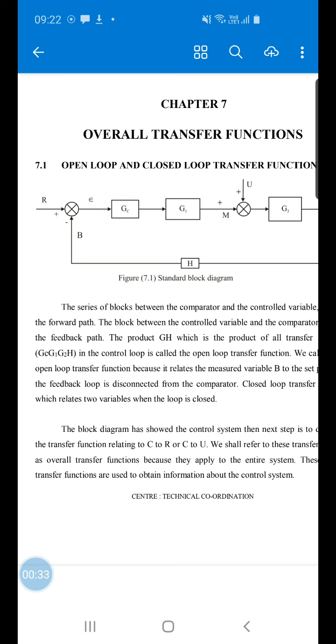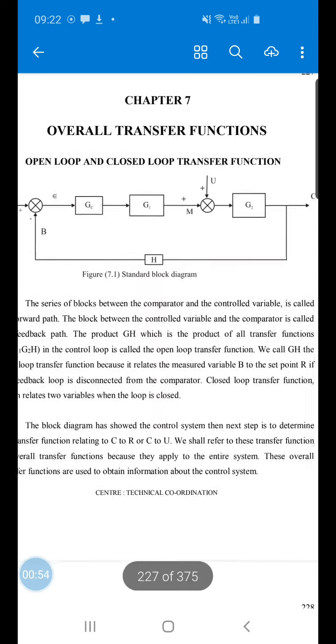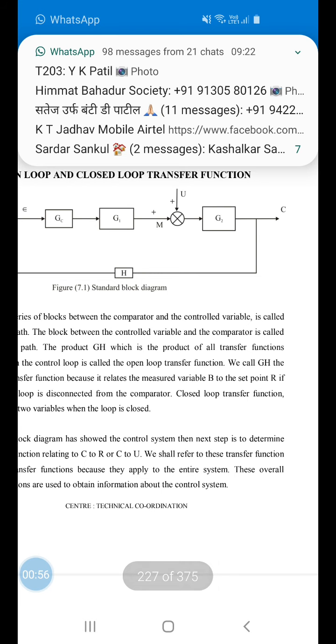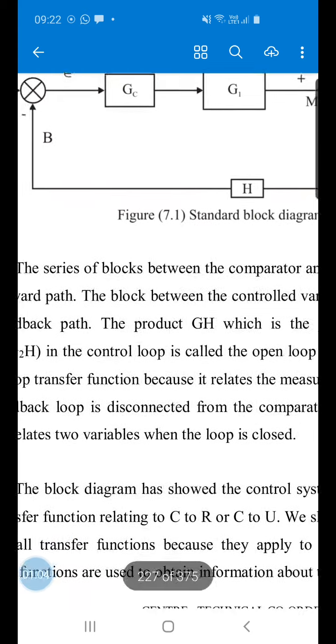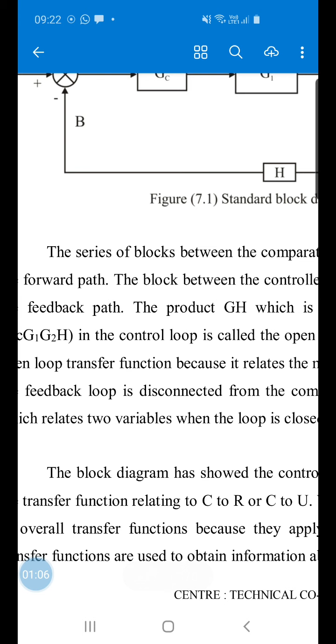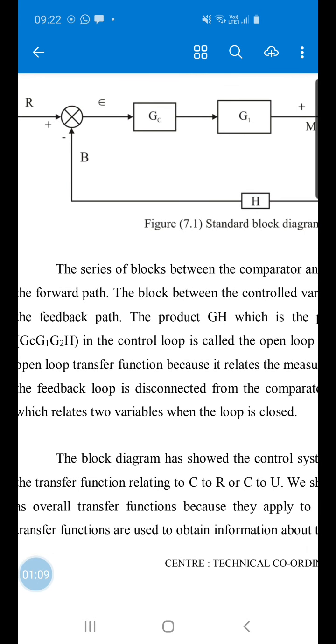As you know, R is the set point, B is the measured variable, epsilon is the error, GC is the transfer function of the controller, G1 is the transfer function of the final control element, G2 is the transfer function of the process, U is the load variable, capital M is the manipulated variable, capital C is the control variable, and H is the transfer function of the measuring element. Today we are going to discuss what the open loop and closed loop transfer functions are.